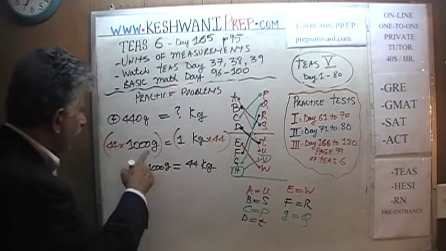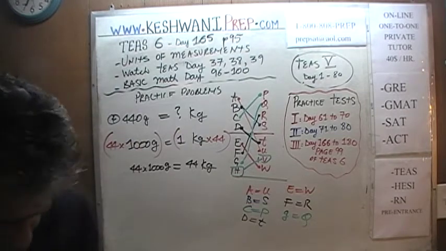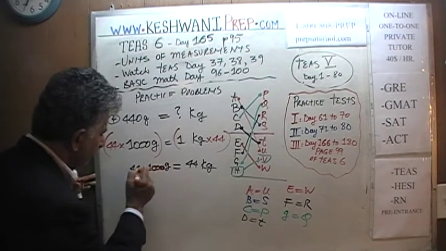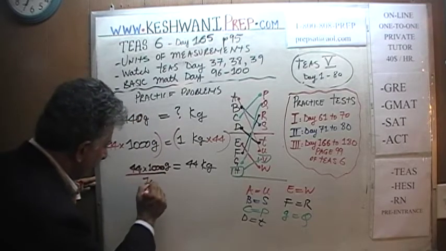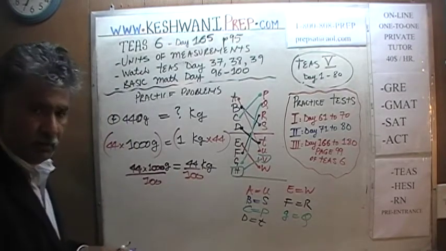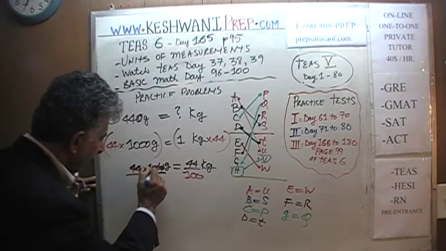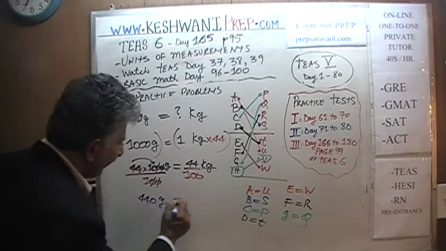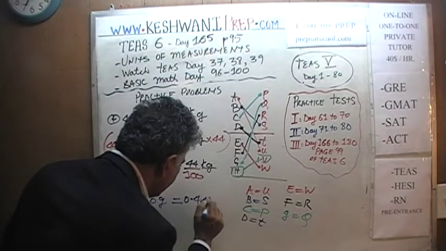Well, we don't want 44,000 grams, we want 440. 1,000 has three zeros, 1, 2, 3. We have 44, and we want one more zero after that. We want to get rid of two zeros here. So divide this side by 100, and if we divide this side by 100, we must divide the other side by 100. You can divide top and bottom by 100, this zero is going to cancel out with that zero, this zero with this zero, we are left with 10, and 10 times 44 is going to give us 440 grams. And that we find out is 44 over 100 kilograms. 44 over 100 is just 0.44 kilograms.